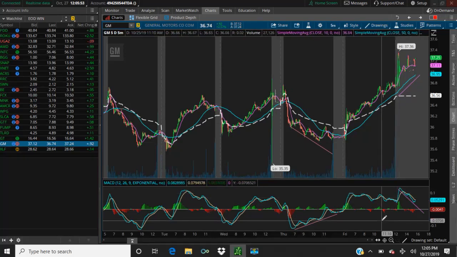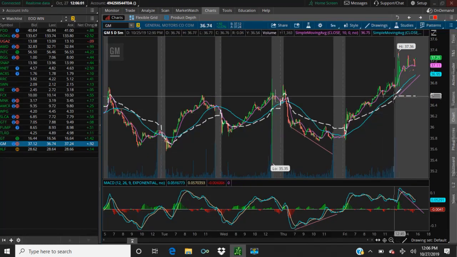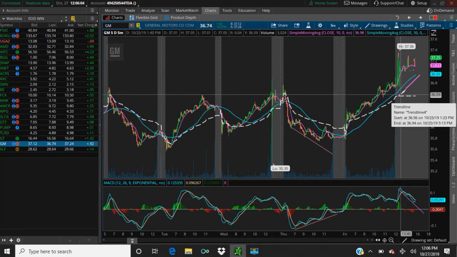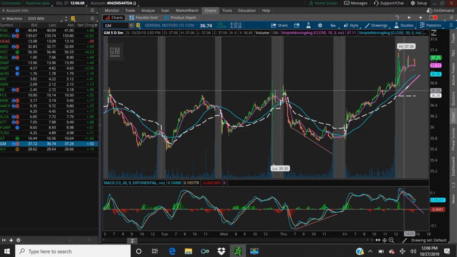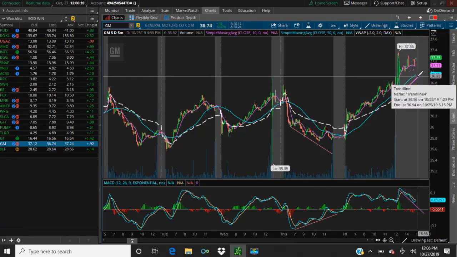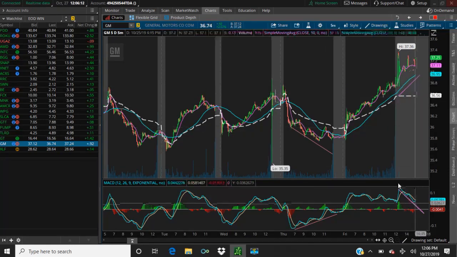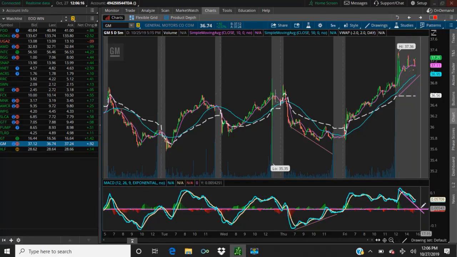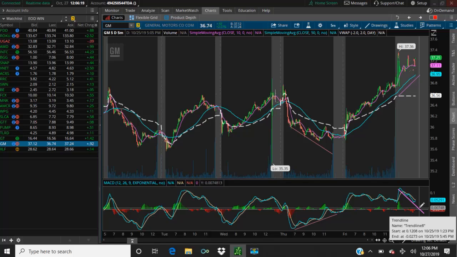Now, the opposite of that is the bearish divergence, and that's when the price is making new highs, but the MACD isn't. So right here is the bearish divergence. You can see that the price is making new highs, but the MACD isn't. The MACD is going down, down, down. This means that selling pressure has slowed down and a reversal could be on the way.